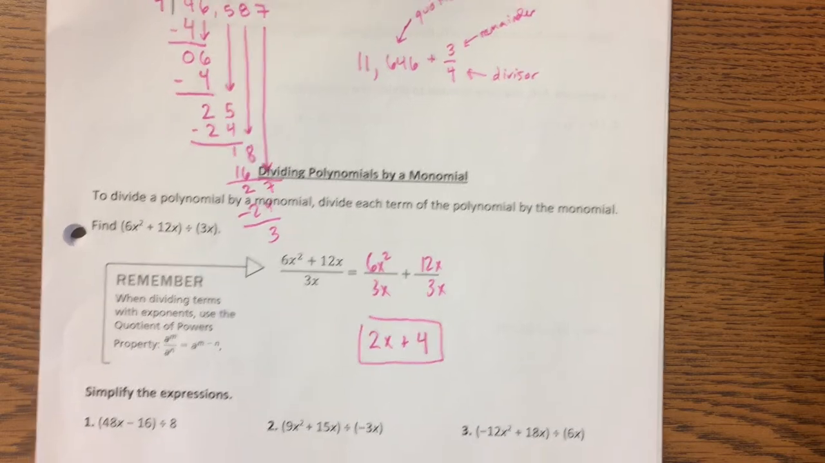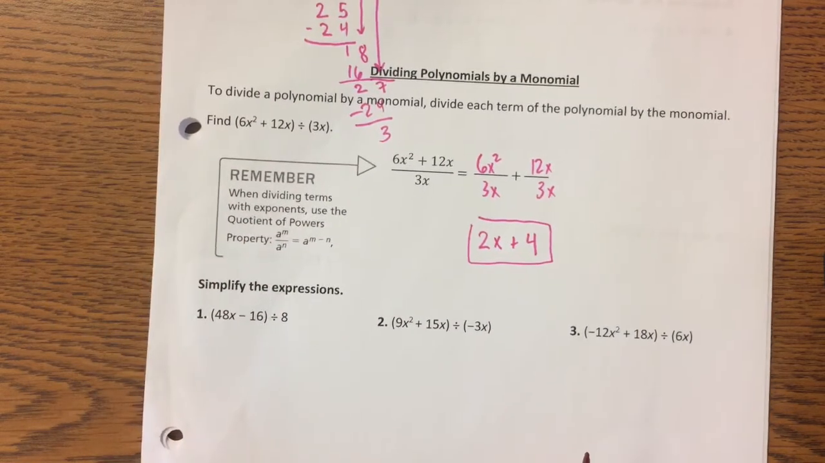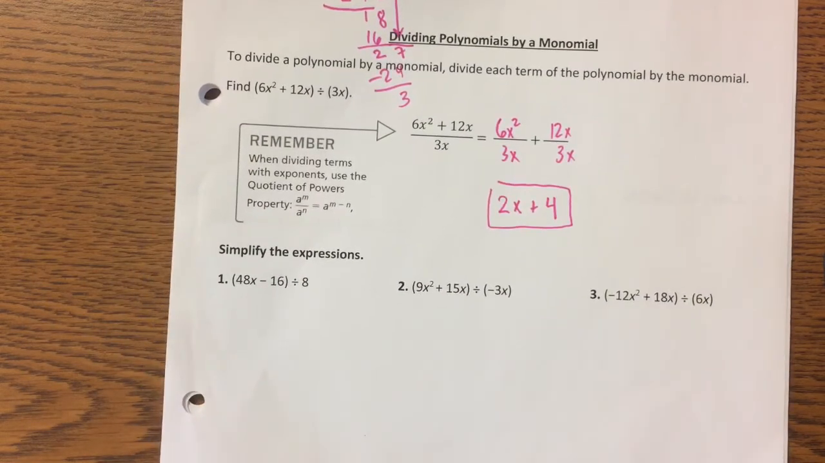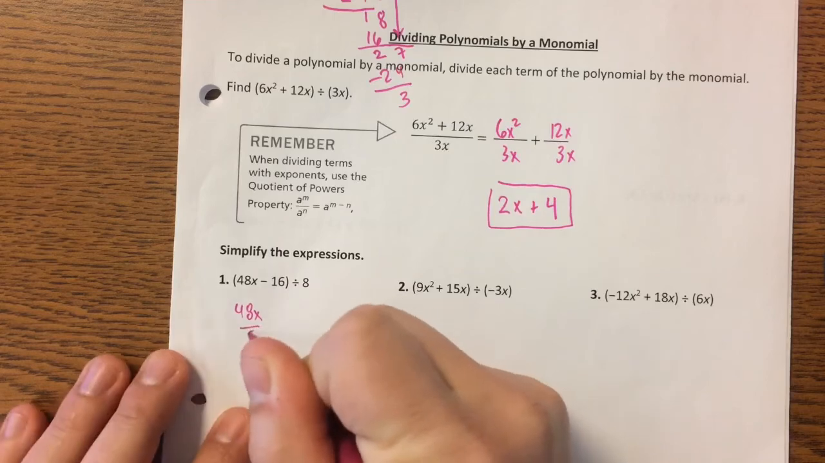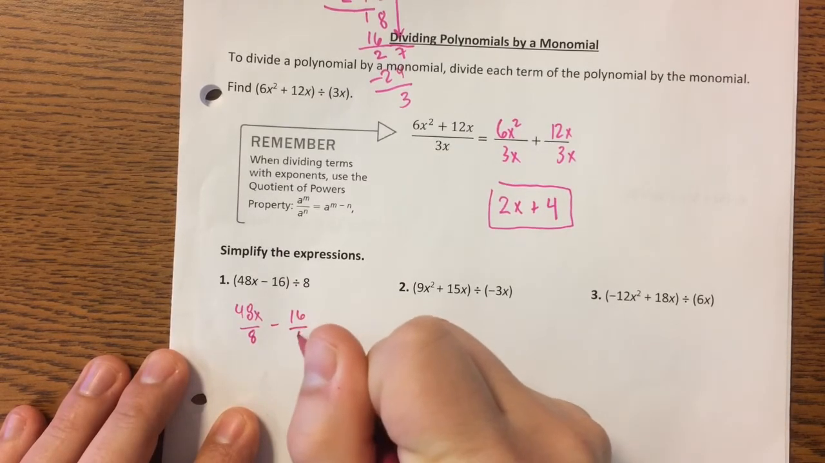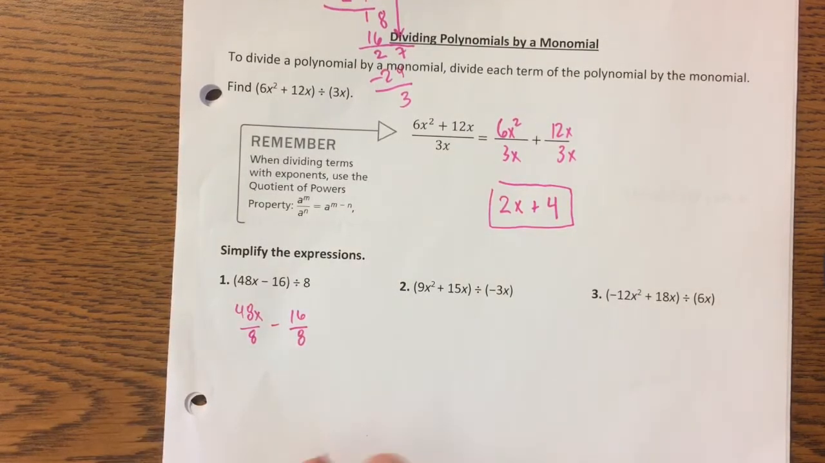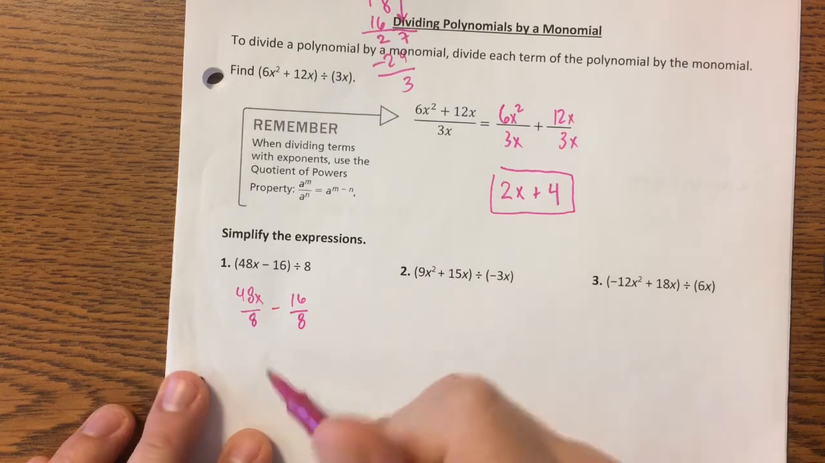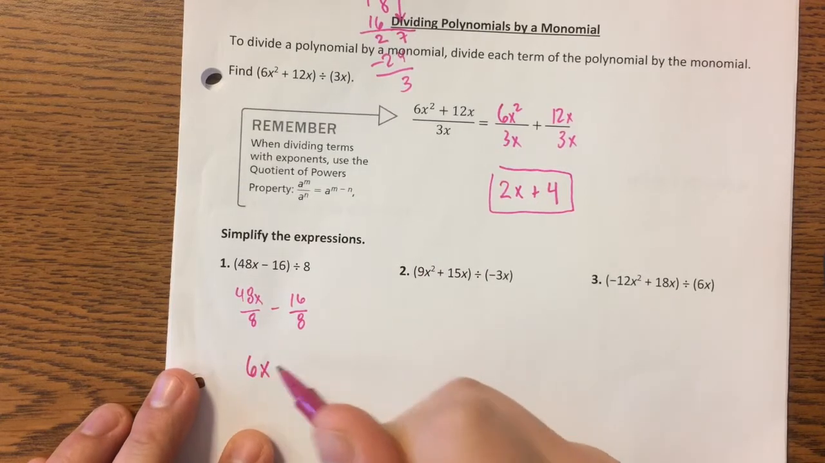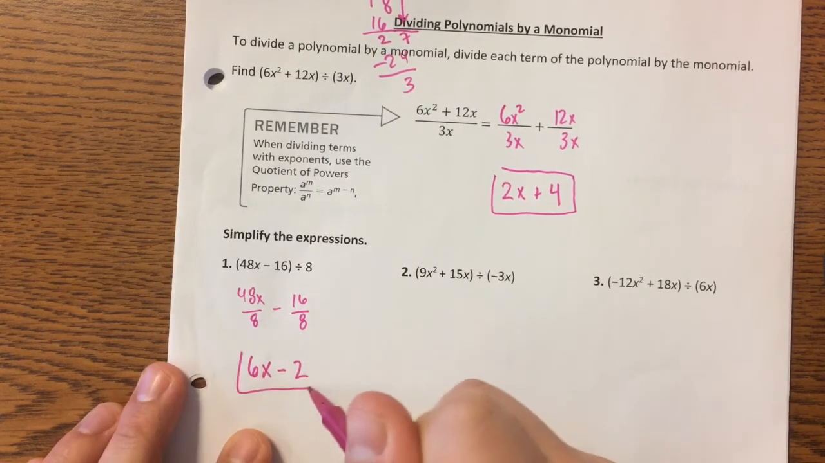All right, so let's just do a couple more examples here. Let's say I want to do 48x minus 16 divided by 8. So I need to divide each of those terms by 8. So this will be 48x divided by 8 minus 16 divided by 8. So what is 48 divided by 8? No, it's not 8. Yeah, 6x minus 2.